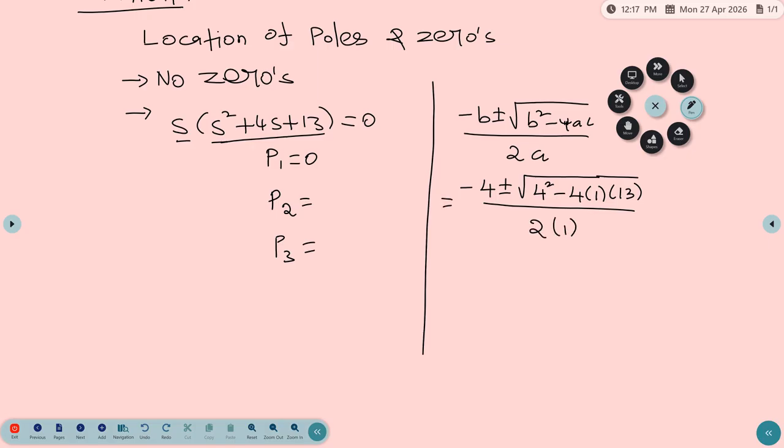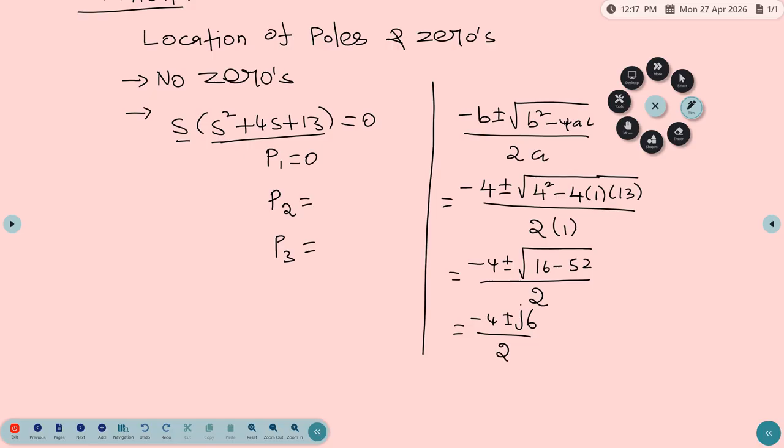If we simplify this, minus 4 plus or minus square root of 16 minus 4 into 13, that is 52, divided by 2. So we can rewrite minus 4 plus or minus, here 16 minus 52 is minus 36. So the square root of minus is j, and the square root of 36 is 6, divided by 2.